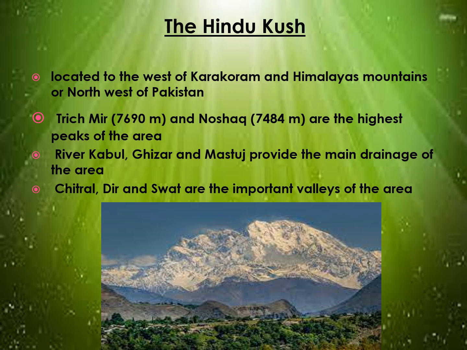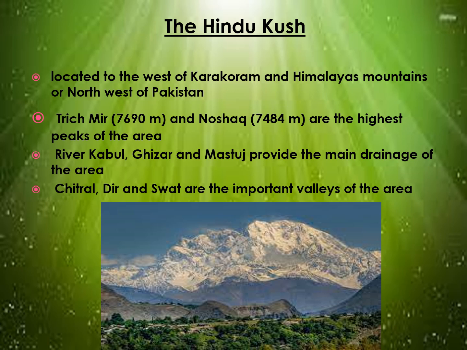So these are barren mountains. They have steep slopes, and typically fast flowing rivers are there. And Tirich Mir and Noshaq are the highest peaks of this area. These ranges occupy the Chitral district and northern areas of Pakistan. And there are some glaciers over there.